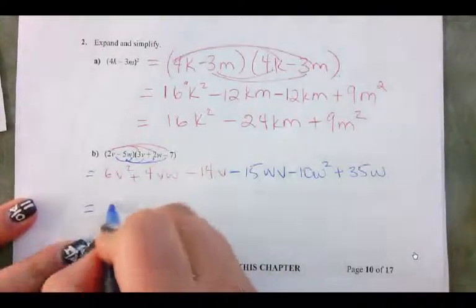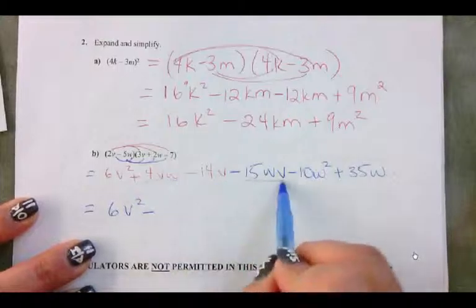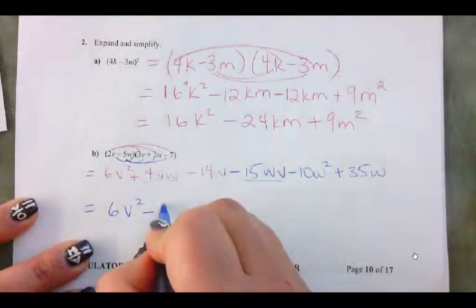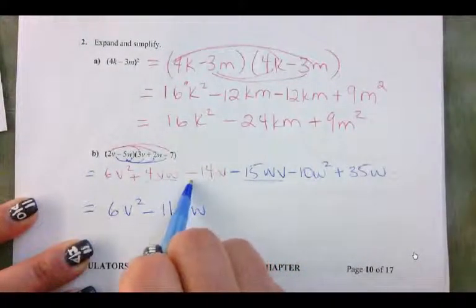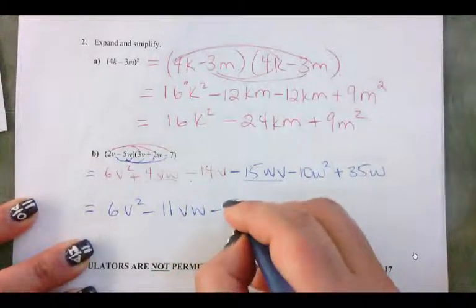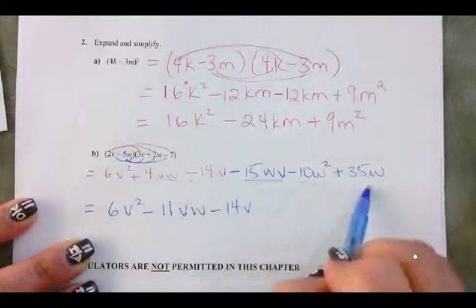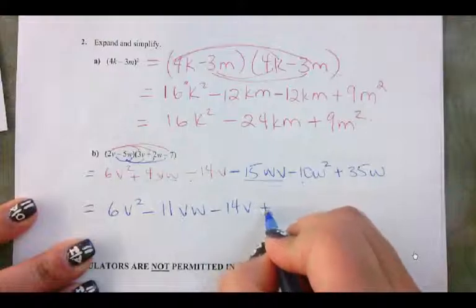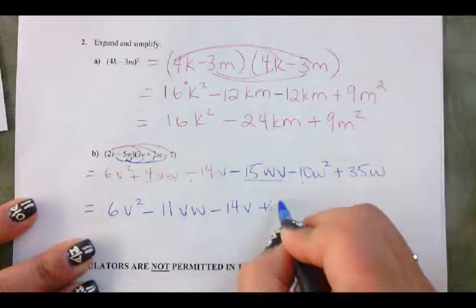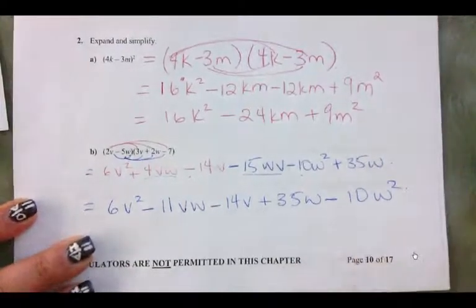So that's going to give us 6v squared minus all the vw's, negative 11vw's, 14v, do I have any other v's? Nope. And w squared's my w's, so I can write plus, all right, 35w, and then I'll write minus 10w squared.